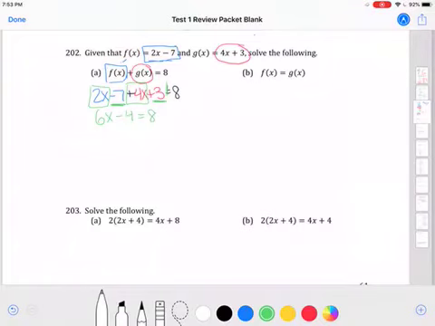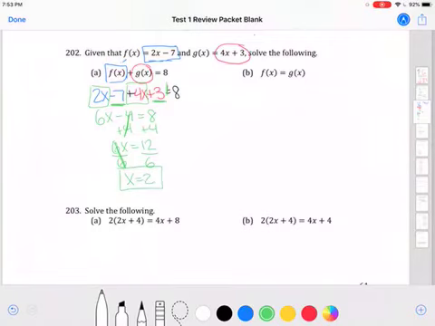Here's that basic form, again, that we keep going back to. Get rid of what's being added or subtracted first. I'm going to get rid of that minus 4 by adding 4 to both sides. So the 6x comes down, and 8 plus 4 is 12. Then the 6 and the x are being multiplied, so to undo that, I'm going to divide by 6 on both sides, and I get that x is equal to 2.